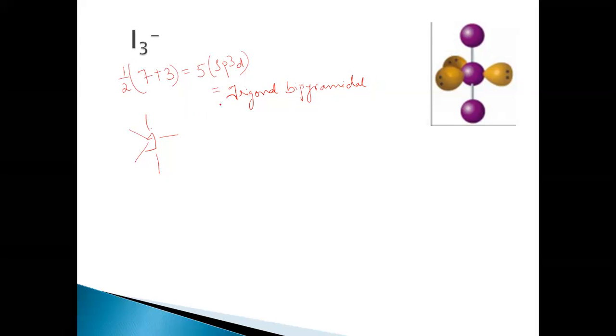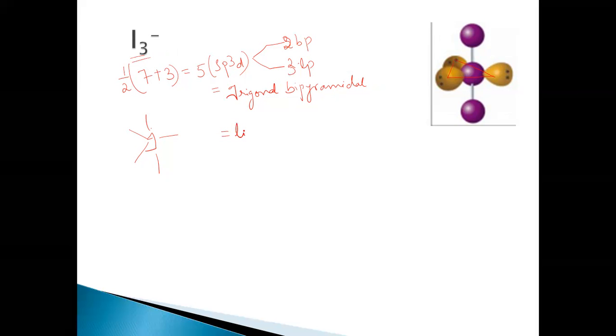Trigonal bipyramidal, and out of these 5 pairs, 3 are lone pairs and 2 are involved in the bonding. The central atom is iodine here again. How are these lone pairs placed? They are placed in the equatorial positions in order to minimize the repulsion. So these yellow ones are the lone pairs, and how does the shape of the molecule look here?